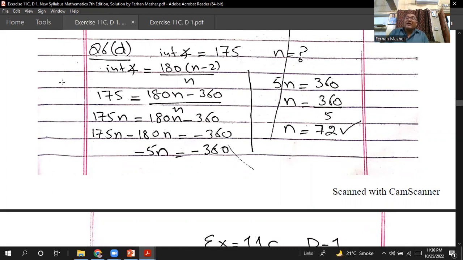Cross multiply. So you will have 175n equals 180n minus 360. Bring the terms which have n in them on the same side. So you will have 175n minus 180n equals minus 360. So minus 5n equals minus 360. Minus minus will be cancelled. So 5n will be equal to 360. So n will be equal to 360 divided by 5, and n will be 72. So this polygon has 72 sides.